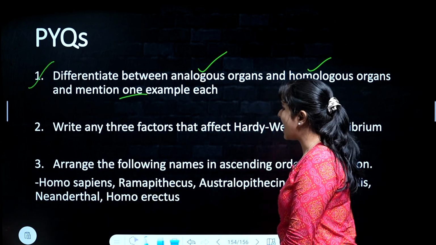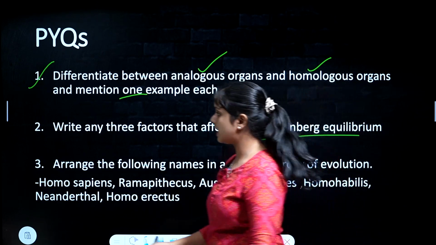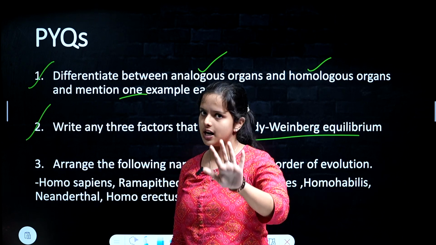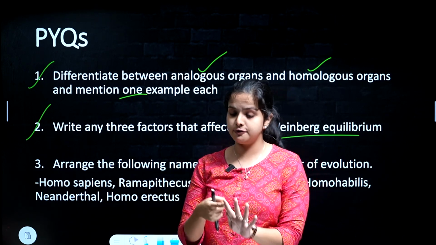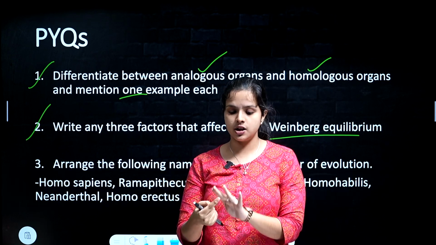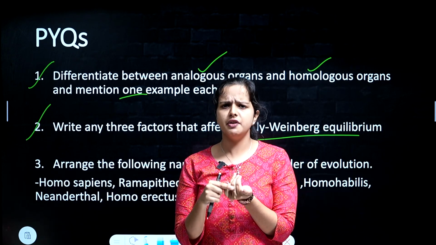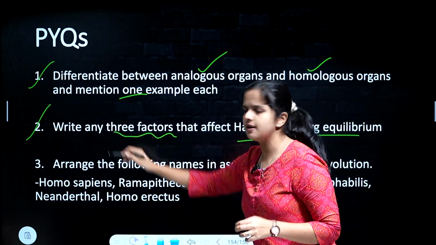The second question is: write any three factors that affect Hardy-Weinberg equilibrium. Again, yet another beautiful and simple question. We've learned about 5 factors that affect Hardy-Weinberg equilibrium. We've learned about gene migration, genetic drift, natural selection, genetic recombination, and mutation. You have to write any 3 factors and explain them, okay?